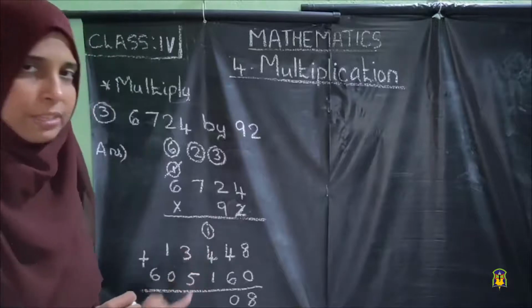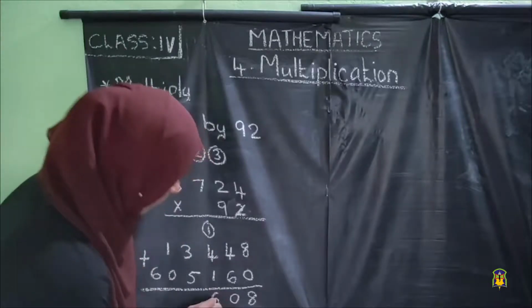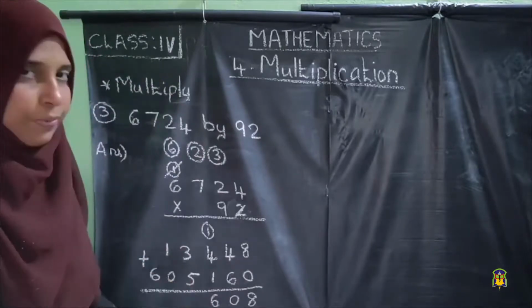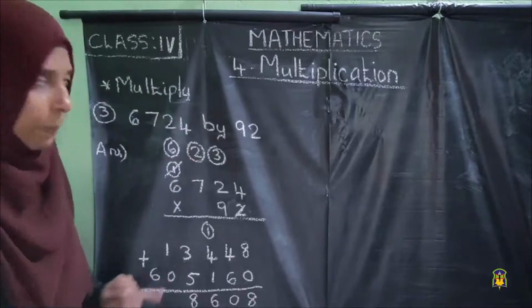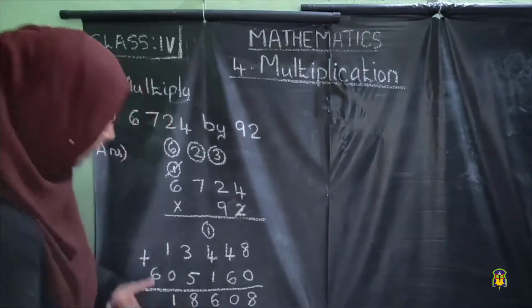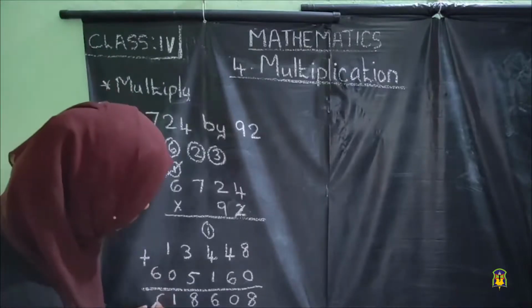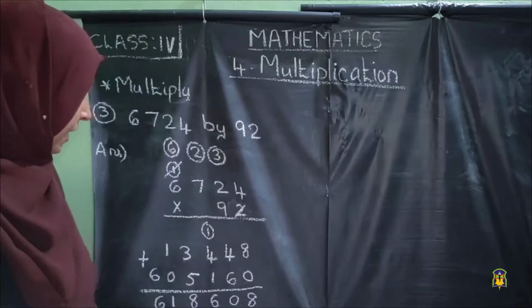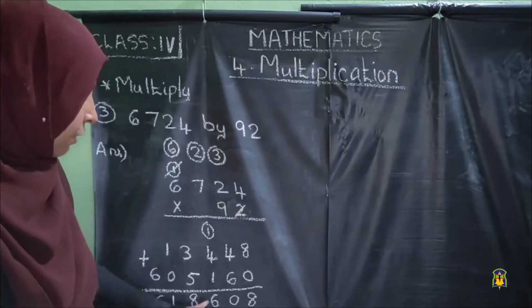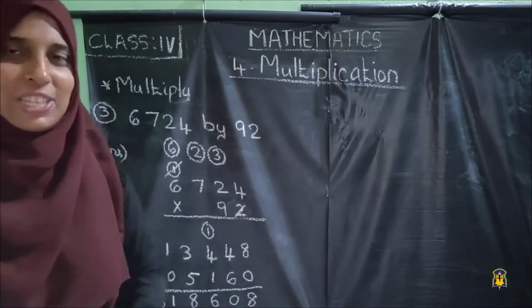Next, what is 4 plus 1? It is 5. 5 plus 1 is 6. So we can write 6 here. Then what is 3 plus 5? It is 8. So we can write down 8 here. Next 1 plus 0, it is 1. Then there is no other number here, so only 6. So we can write down 6 here. So we get the product as 618,608. Understood children?